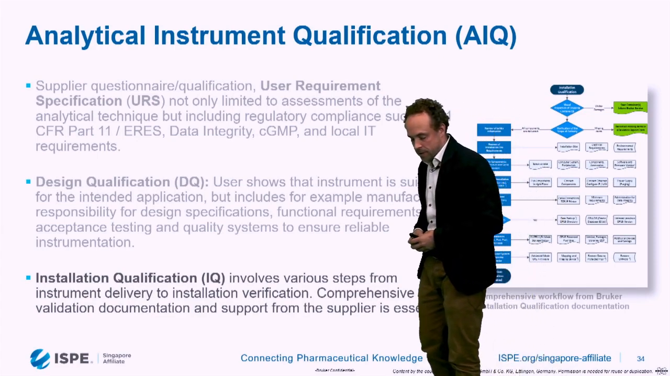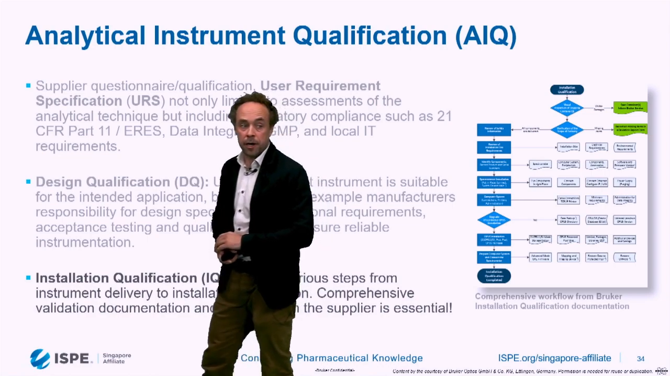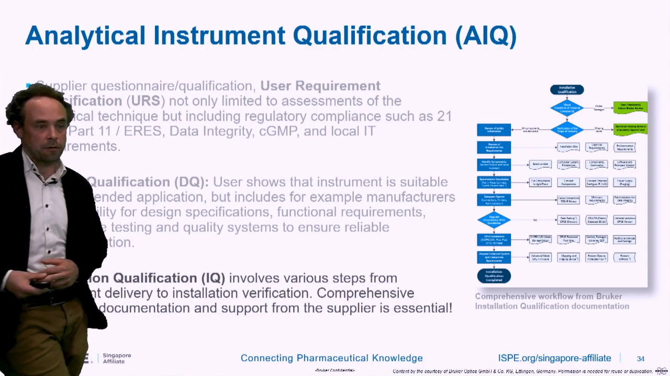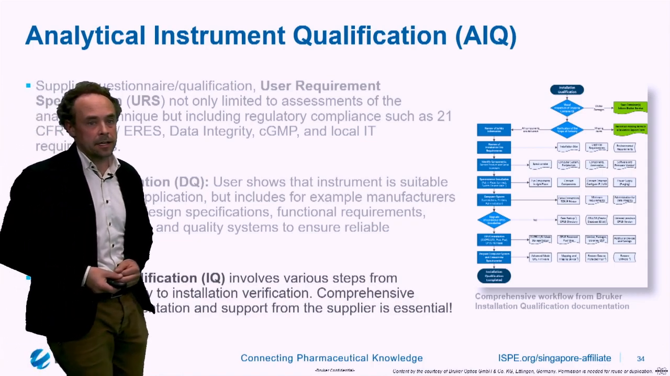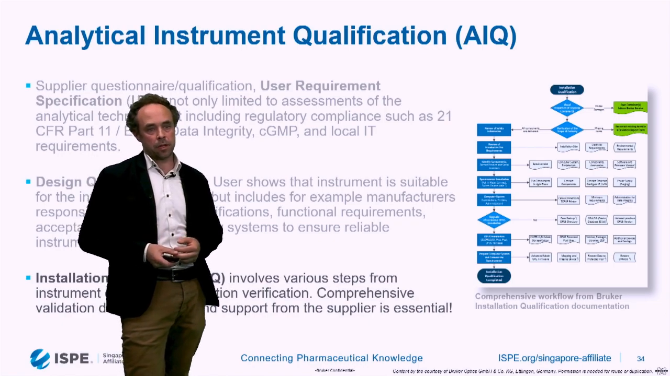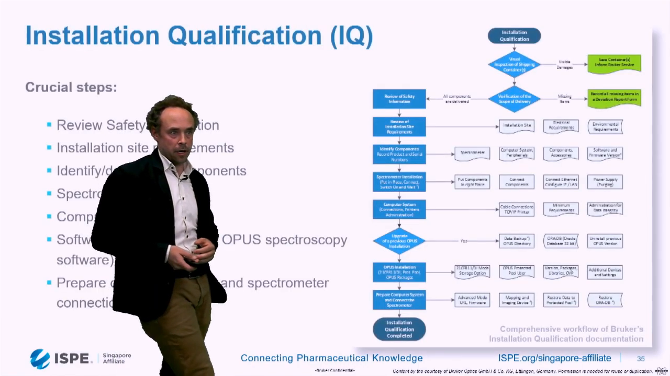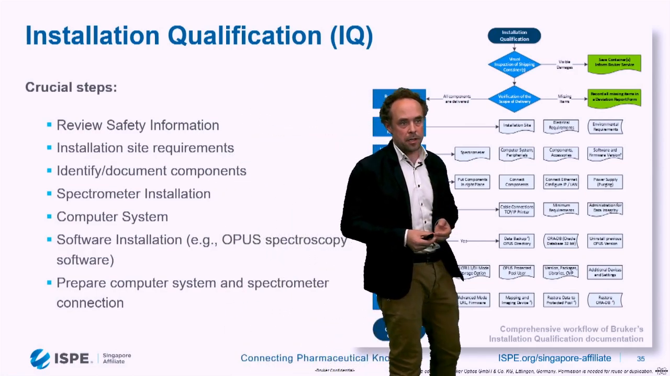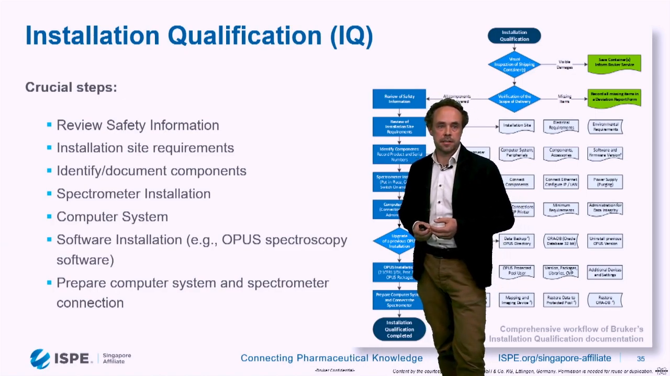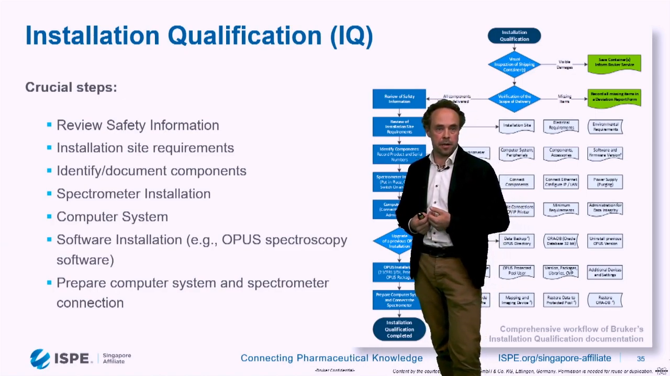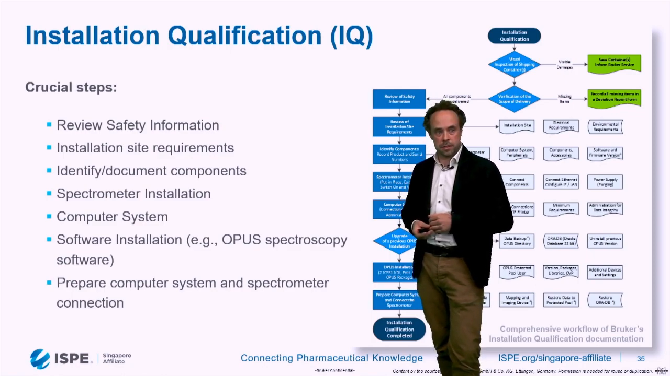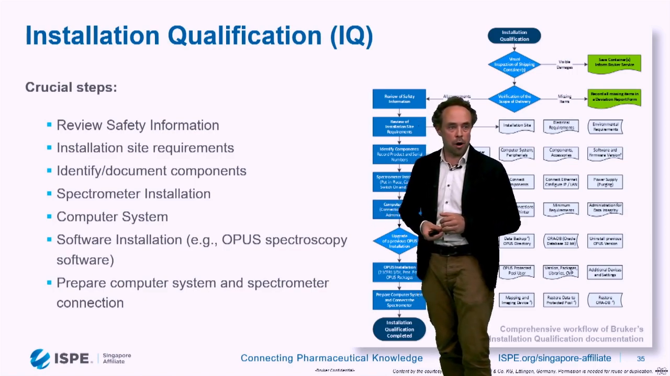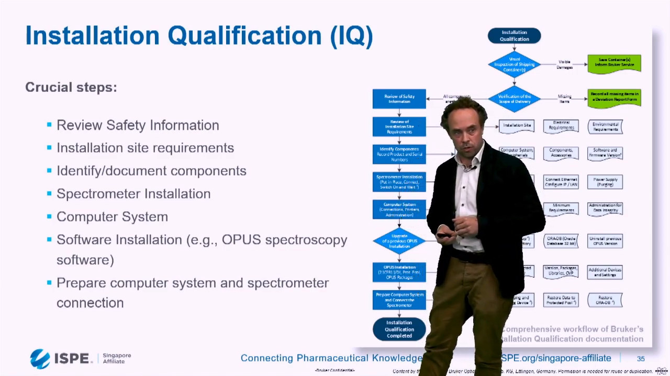But at the latest with installation qualification, from our standpoint, comprehensive support in terms of validation support from service and validation documentation is an essential topic in order to qualify an instrument properly. In our installation qualification procedures, the main steps we consider are, of course, operator safety, which is an important aspect. We need to review whether the installation site requirements are fulfilled. All components need to be identified and documented properly.